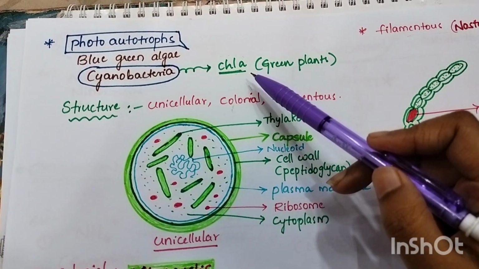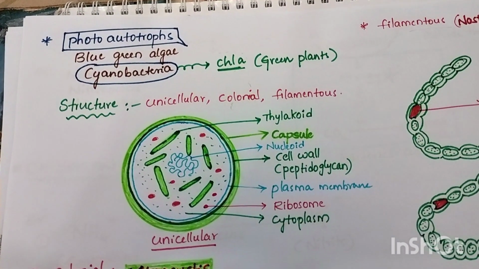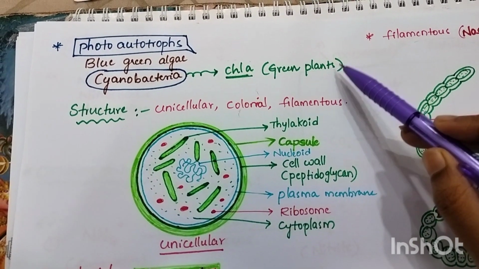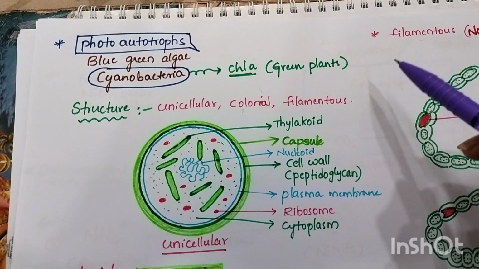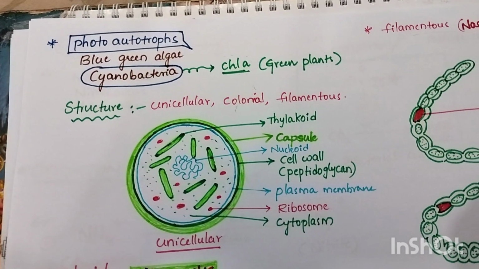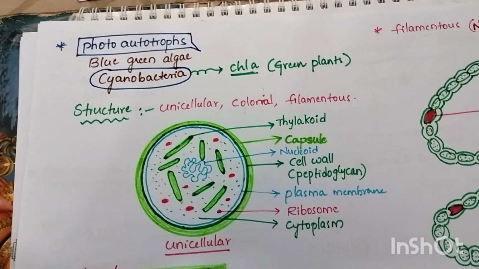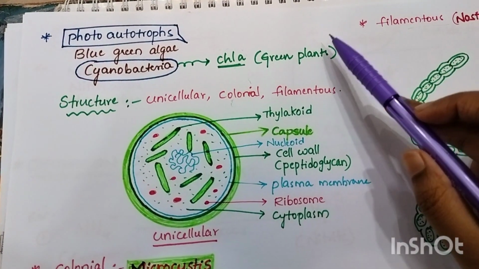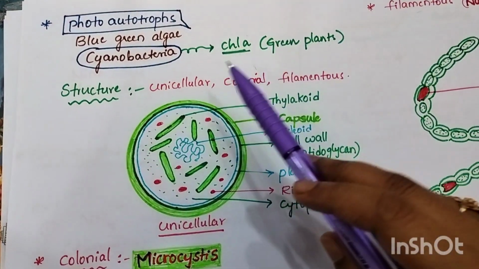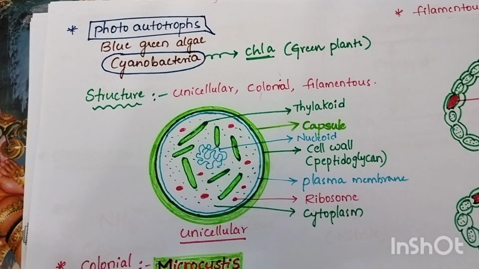We can see this process of absorption of sunlight in green plants too, right? Green plants also have the pigment chlorophyll in their thylakoids, and because of that chlorophyll, green plants also prepare food material by utilizing sunlight. So this is the main thing which is helping. And here the cyanobacteria is unicellular. Of course, all the prokaryotes are unicellular.